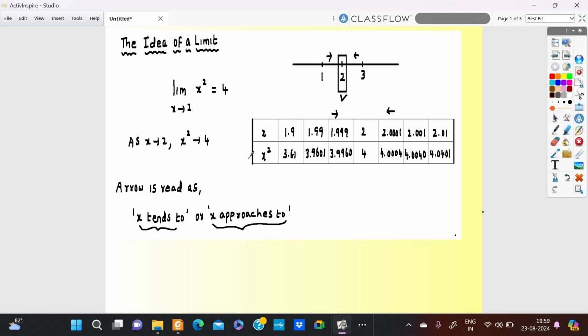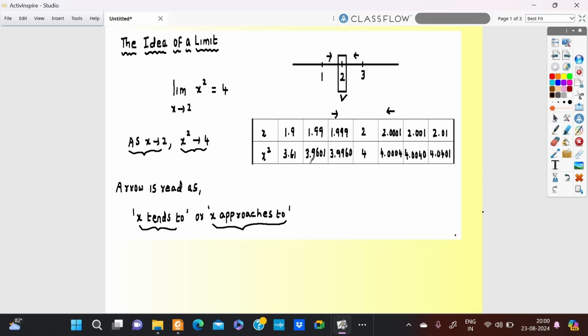You can see the table of values here. x approaching 2 in both directions: 1.9, 1.99, 1.999, and in this direction you have 2.01, 2.001, 2.0001. I just choose some random numbers. As x tends to 2, or as x approaches 2, let us see the values of x square.